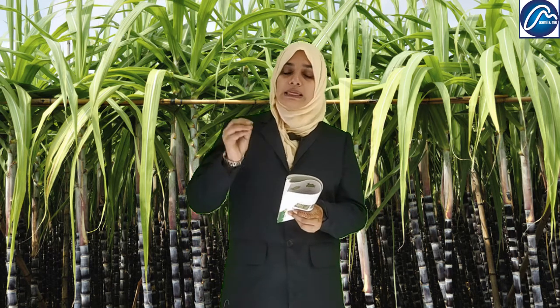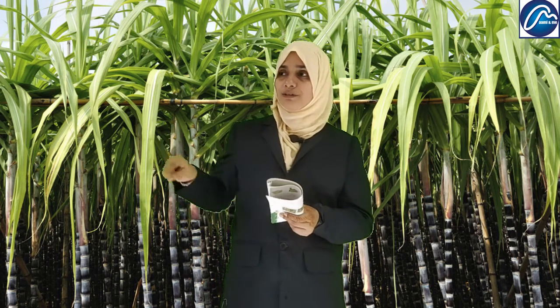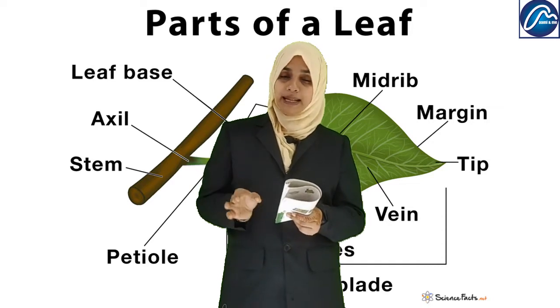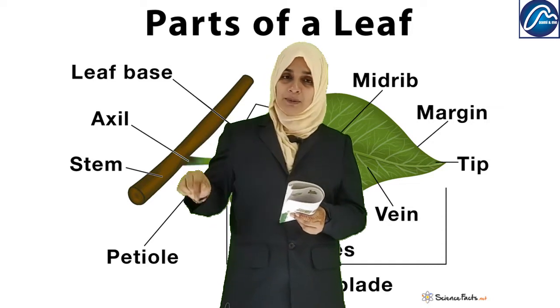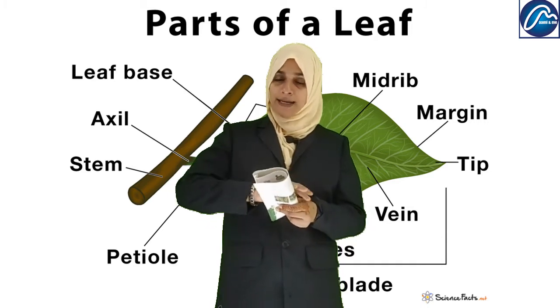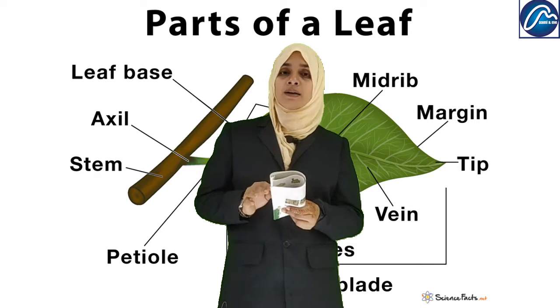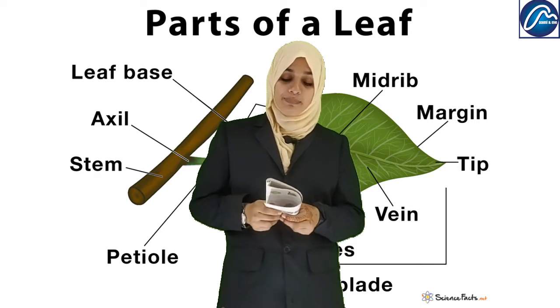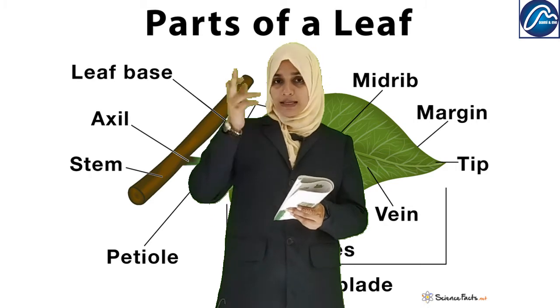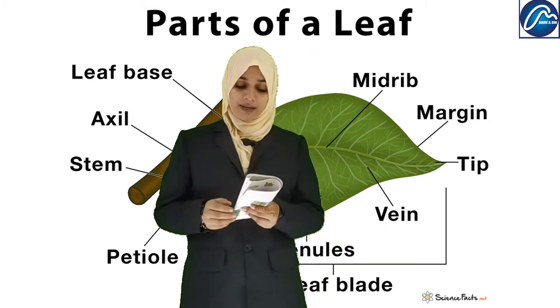They have green leaves. The flat and broad part of the leaf is called the lamina or leaf blade. The middle of the leaf is the main vein.